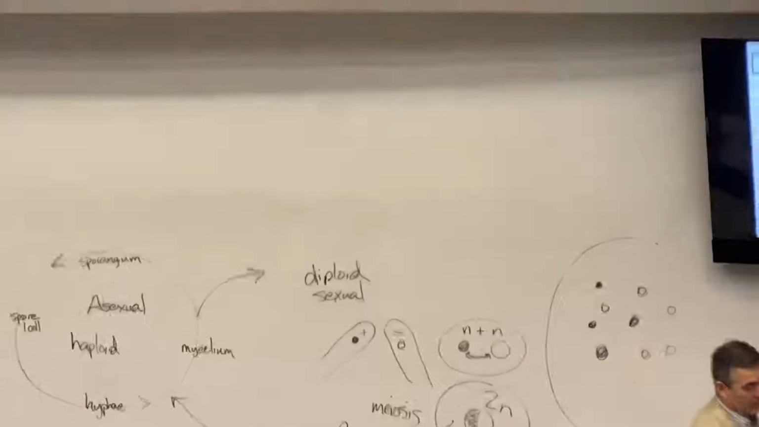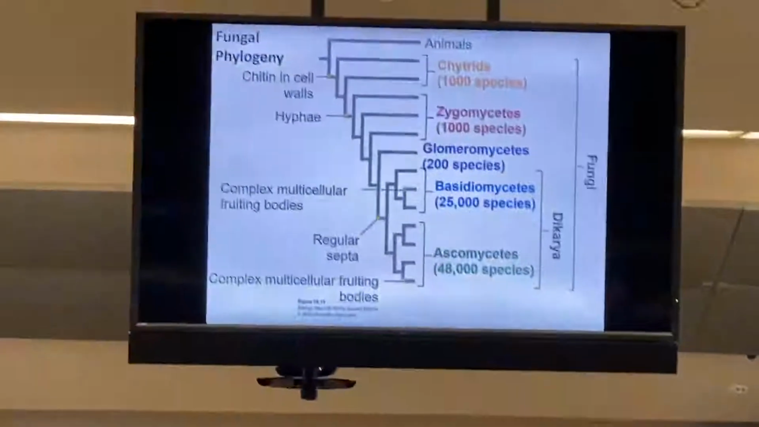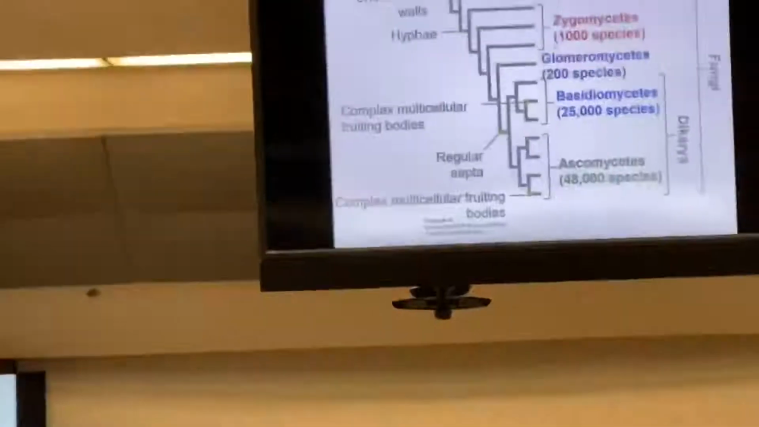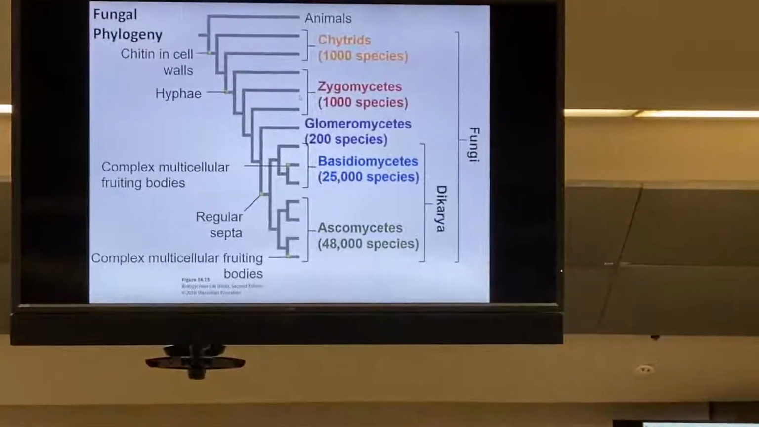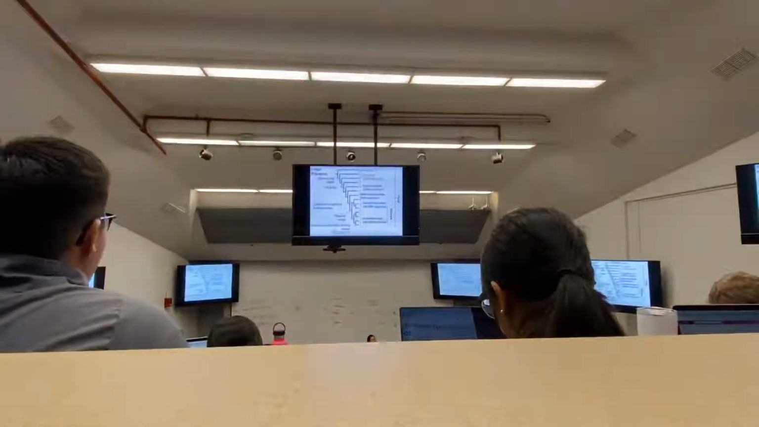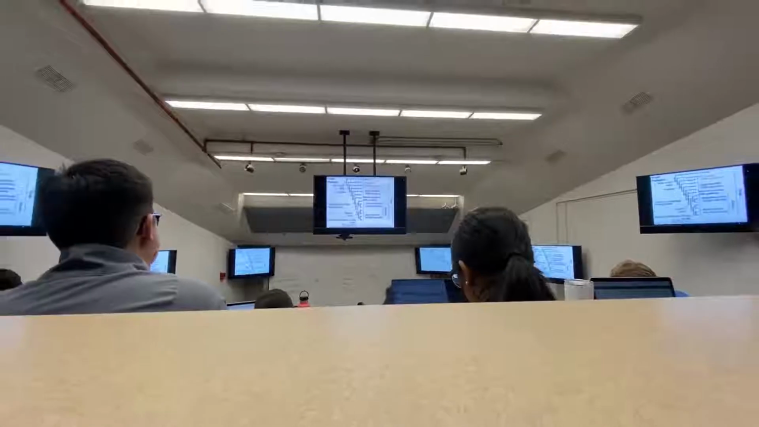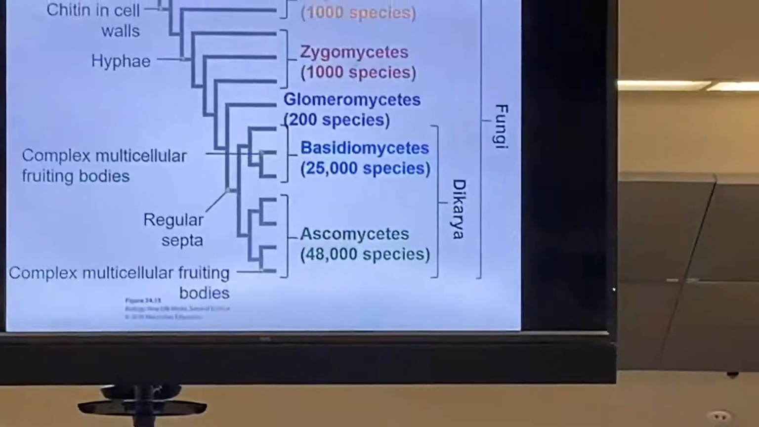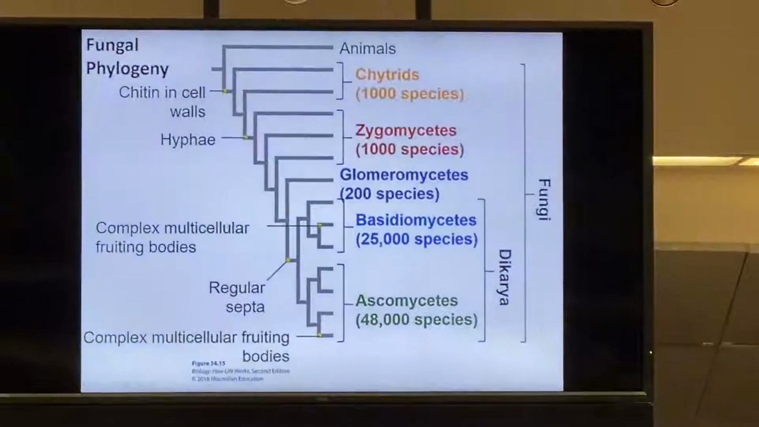All right, so I'm not going to worry about mating types right now, but we're going to do this quick overview of the diversity of fungi. All right, so you have a phylogenetic tree of all of the fungi. I want you to know a little bit about each of these major groups. So first we're going to talk about the chytrids.